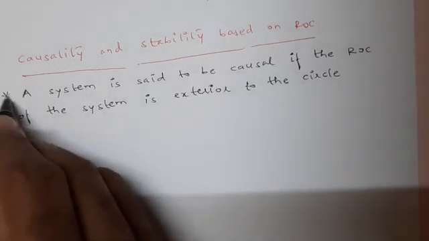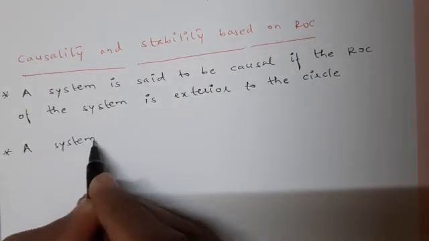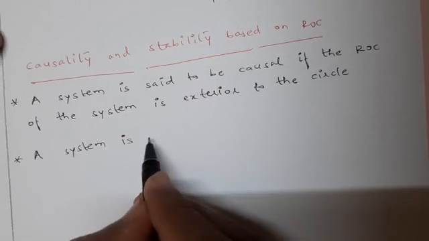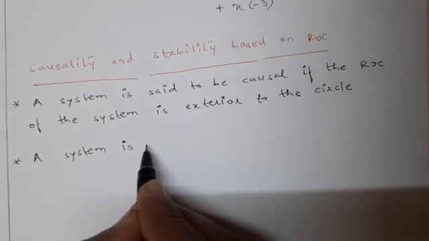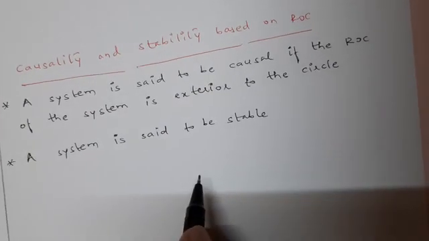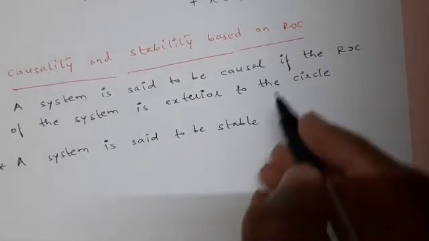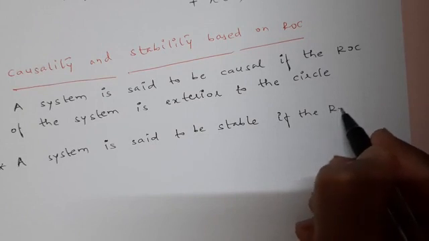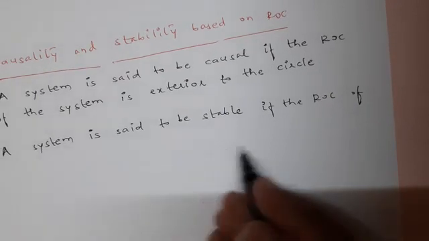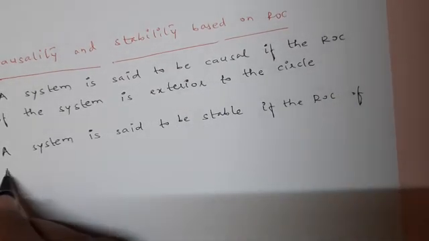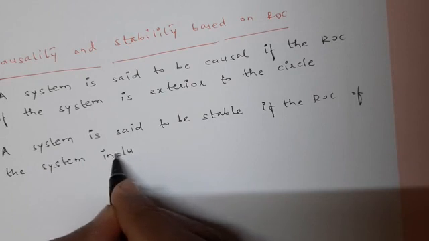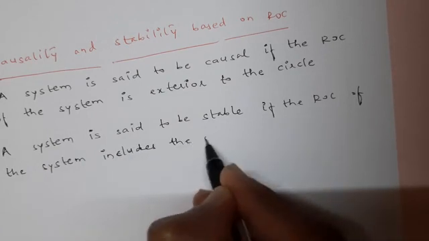Similarly, a system is said to be stable if the ROC of the system includes the unit circle.